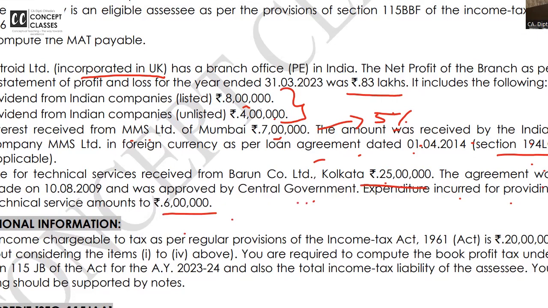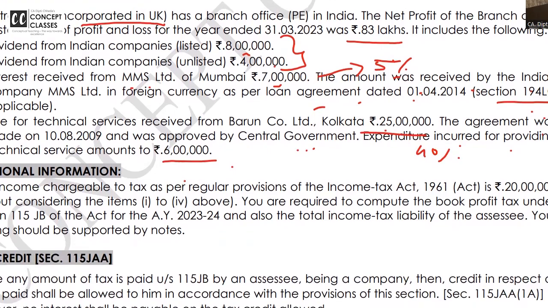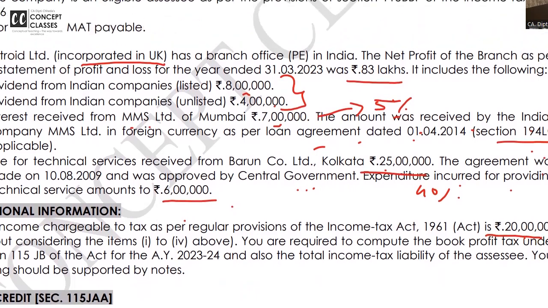So normal incomes for a foreign company are taxable at what rate? 40%. Total income as per the regular income tax is 20 lakhs, without considering the above. And for MAT, anyhow, we have to start with 83 lakhs. You are required to compute the book profit under 115JB and also the income tax liability. Your working should support. Okay? Chalo. Did you understand why we are going to apply MAT to that?